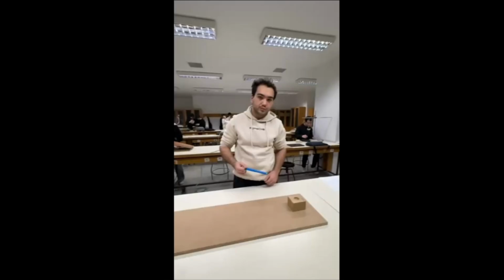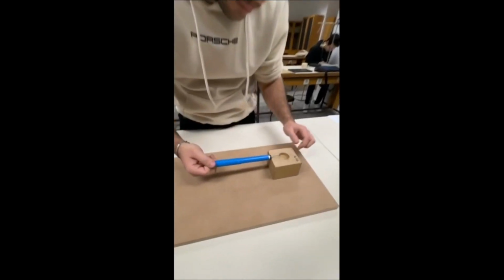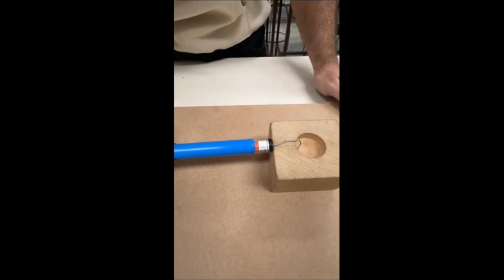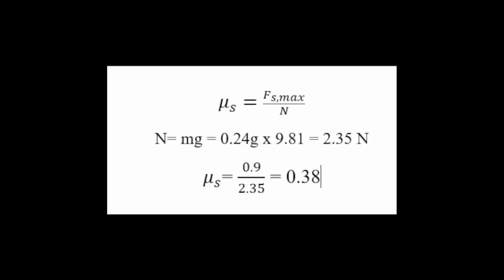Now, I will slowly increase the pulling force on the block, and I will measure the value just before it starts to move. The value shown on the spring scale gives us the static friction force. We calculated the coefficient of static friction based on the value shown on the spring scale, and we found it to be 0.38.